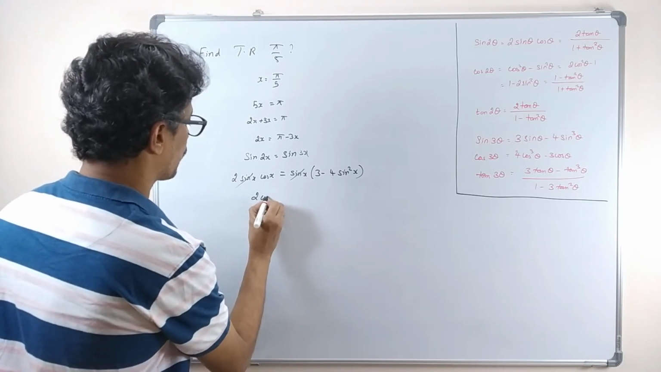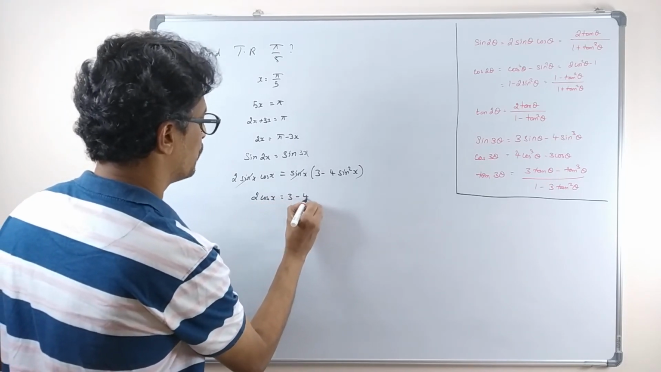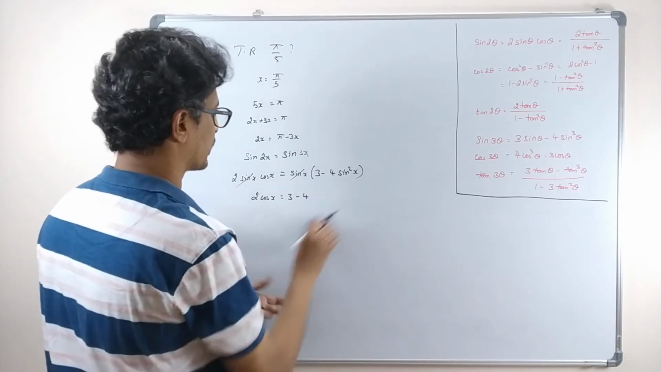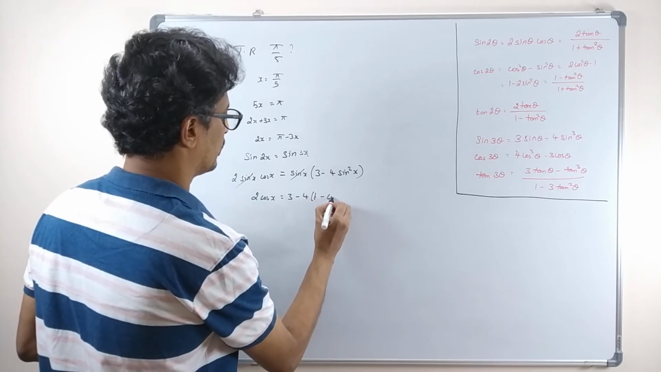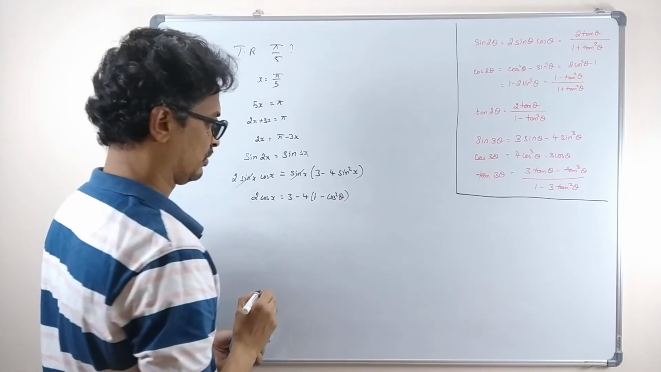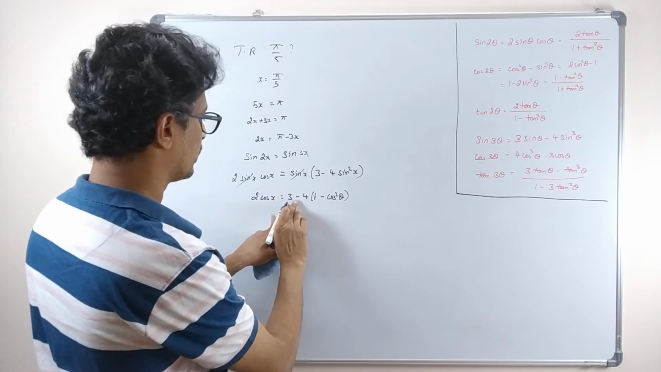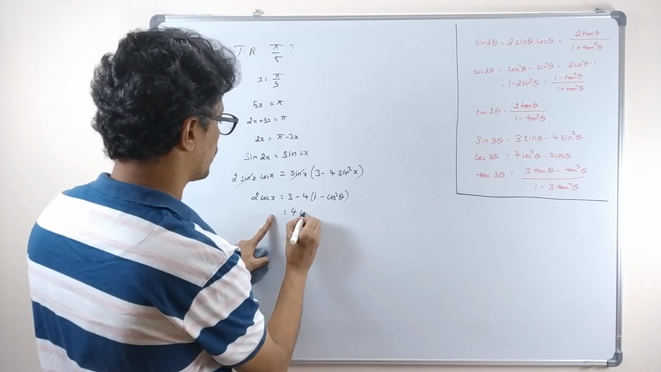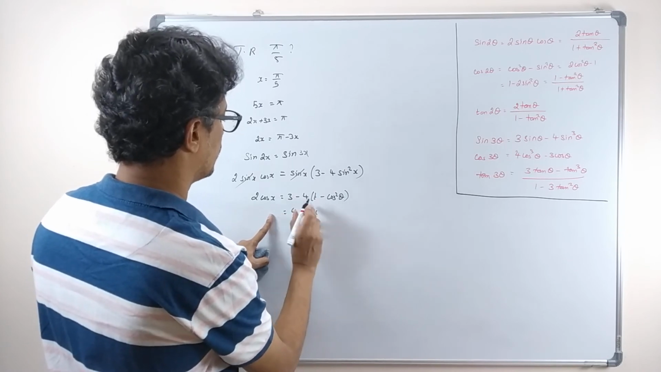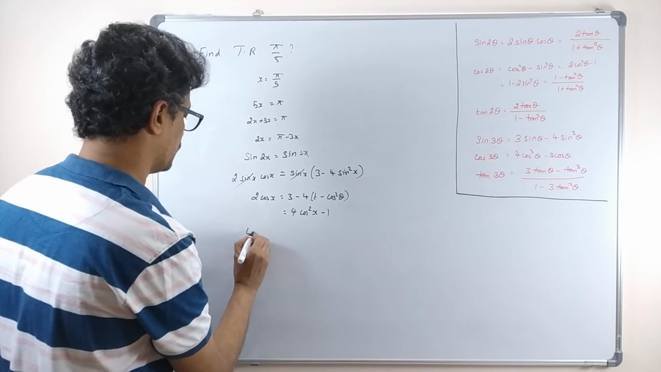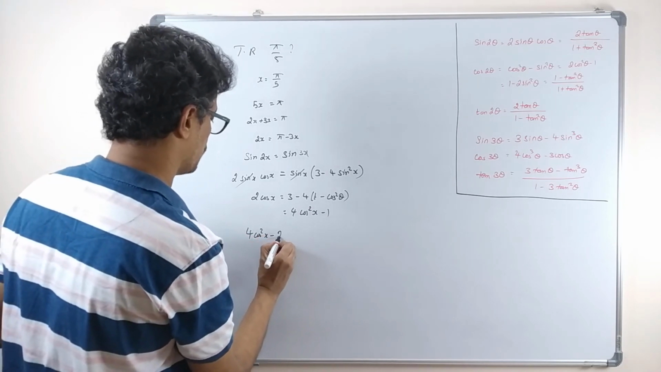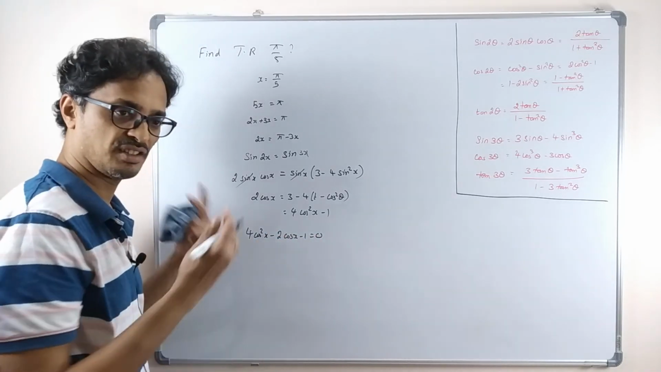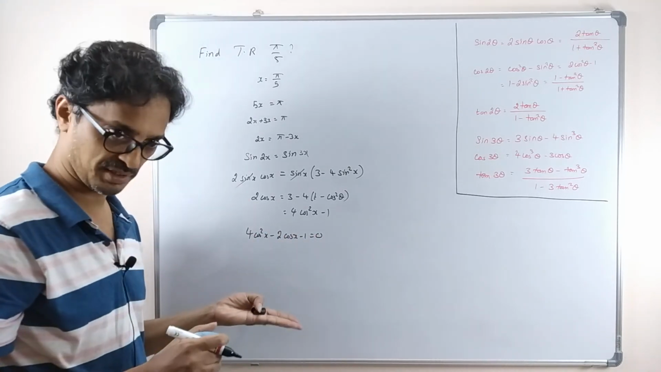So 2 cos x equals 3 minus 4 sin square x, right? I can write sin square x as 1 minus cos square x. Then 3 minus 4 becomes minus 1, so this becomes plus 4 cos square x minus 1. And so 4 cos square x minus 2 cos x minus 1 equals 0. Quadratic equation, solve it. You'll find out the cos x.